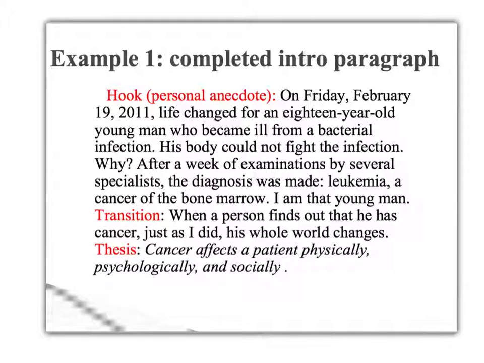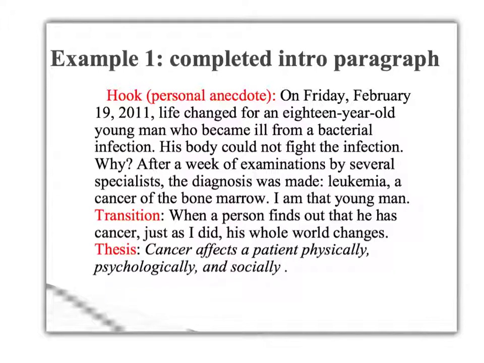So the hook: on Friday, February 19, 2011, life changed for an 18-year-old young man who became ill from a bacterial infection. His body could not fight the infection. Why? After a week of examinations by several specialists, the diagnosis was made: leukemia, a cancer of the bone marrow. I am that young man. When a person finds out that he has cancer, just as I did, his whole world changes. Cancer affects a patient physically, psychologically, and socially.